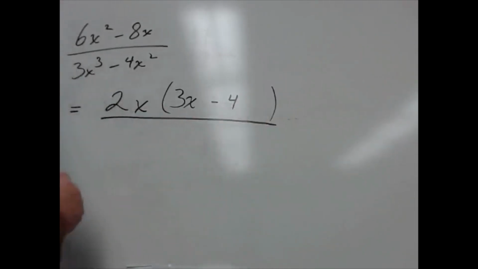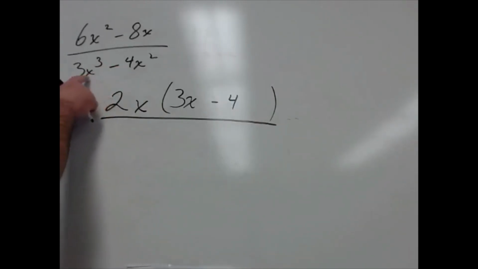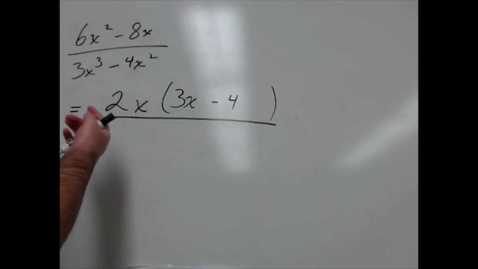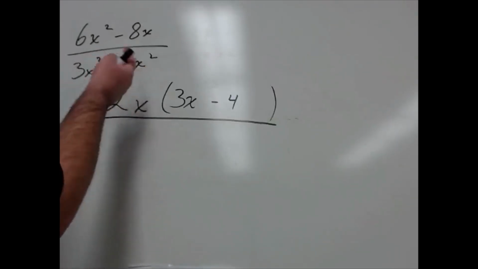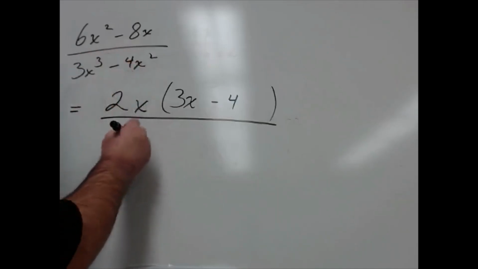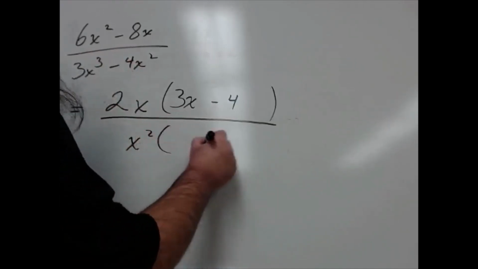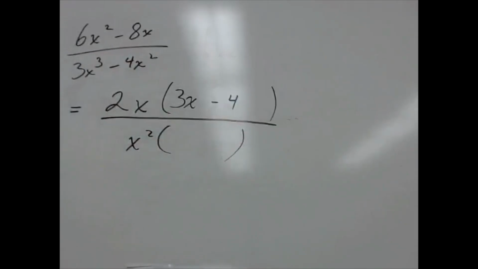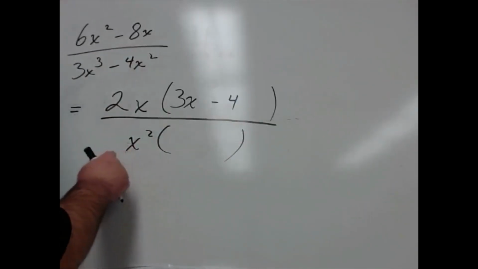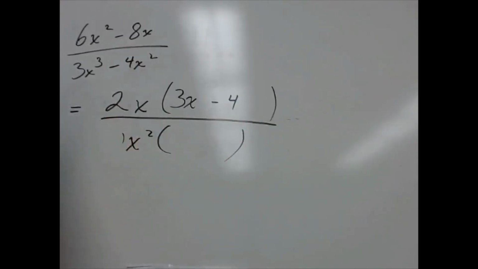All over. Common factor for the numerator, 3 and 4 don't really have a common factor besides 1. So I'm going to look at my variables, x cubed and x squared. The lowest exponent that you see is your common factor. So in this case, my common factor could be x squared.